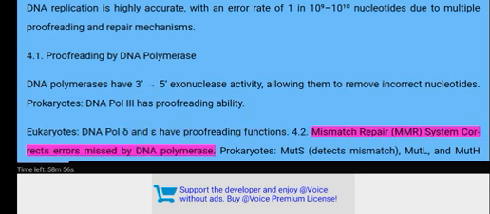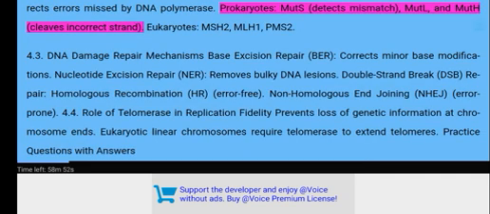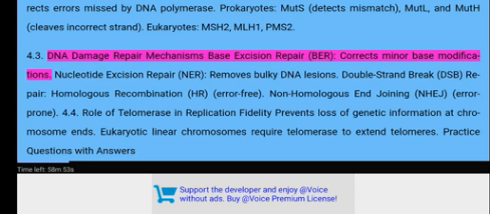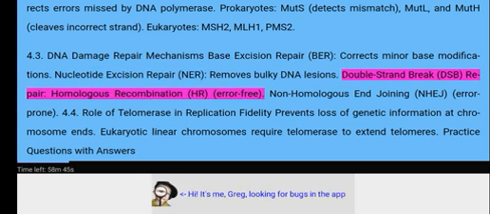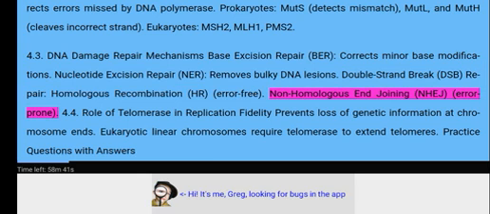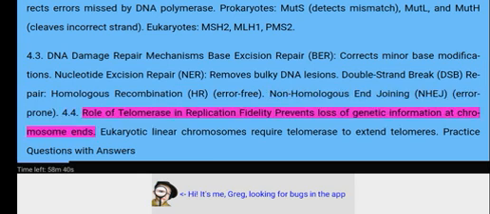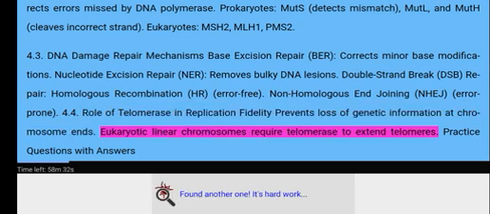4.2. Mismatch repair, MMR, system corrects errors missed by DNA polymerase. Prokaryotes: MutS detects the mismatch, MutL and MutH cleave the incorrect strand. Eukaryotes: MSH2, MLH1, PMS2. 4.3. DNA damage repair mechanisms. Base excision repair, BER, corrects minor base modifications. Nucleotide excision repair, NER, removes bulky DNA lesions. Double strand break, DSB, repair: homologous recombination, HR, is error-free. Non-homologous end joining, NHEJ, is error-prone. 4.4. Role of telomerase in replication. Fidelity prevents loss of genetic information at chromosome ends. Eukaryotic linear chromosomes require telomerase to extend telomeres.